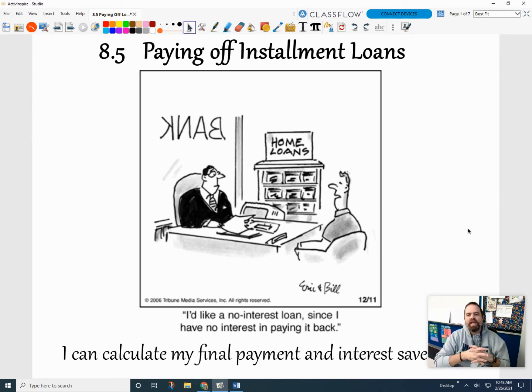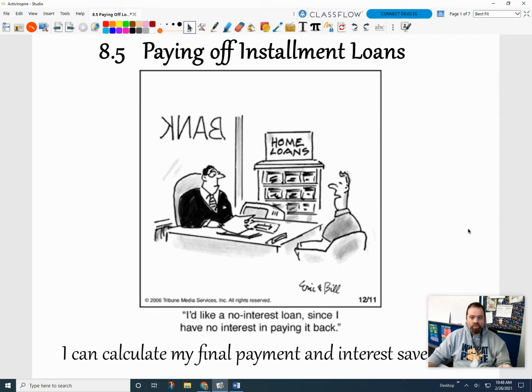So the big idea today is we've got this loan, a car loan, house loan, whatever, and we've been making payments. And then after a certain number of payments, we get that statement that says your remaining balance is whatever dollar amount. And you're like, you know what? I think I can pay this off. So the goal is to pay off a loan early.